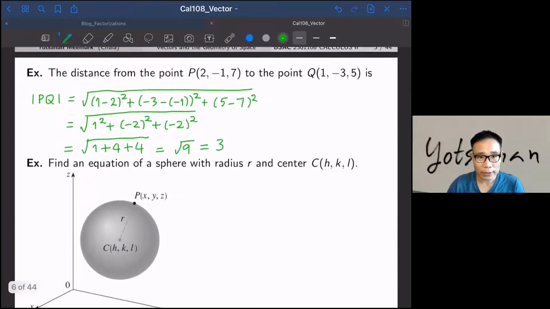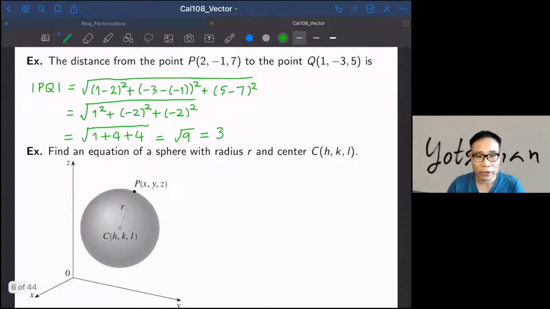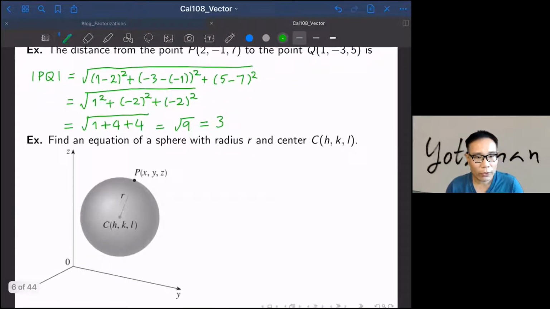The next one is going to be about the equation of the sphere. So you see that if I have a tennis ball like this, it is going to be a sphere. You have a center at C, and you have a point on the sphere, which is (x, y, z). You'd like to find the equation of the sphere. You know the property of the sphere: any point on the sphere turns out to have equal distance from the center.